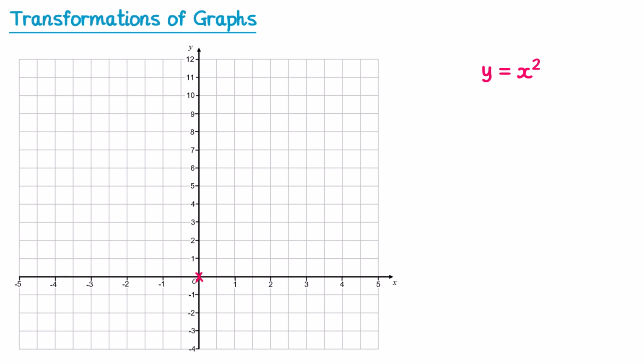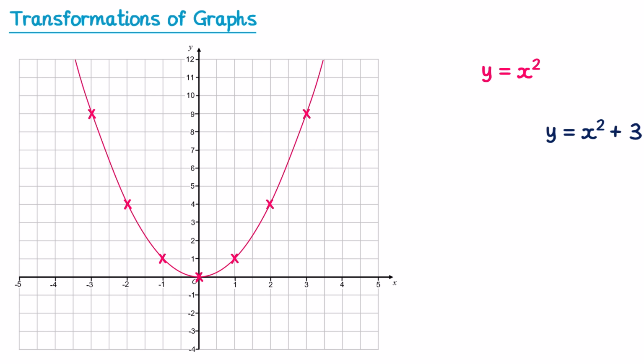Then when x is 1, we have 1 squared, which is also 1, so we get the point 1, 1. If x is 2, we do 2 squared, which is 4, so we get the point 2, 4. And then when x is 3, 3 squared is 9, so the point 3, 9. When we substitute in the negative numbers, we actually get the same values, since negative 1 squared is also 1, negative 2 squared is also 4, and negative 3 squared is also 9. So this is the graph of y equals x squared.